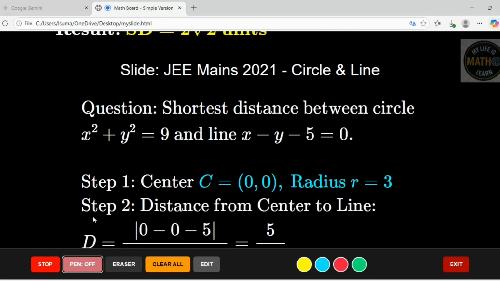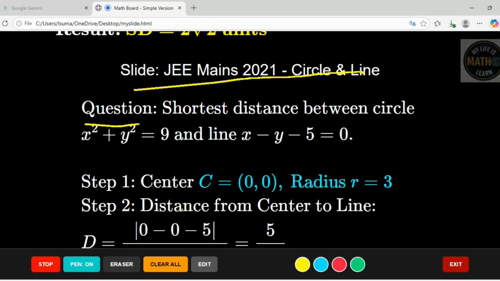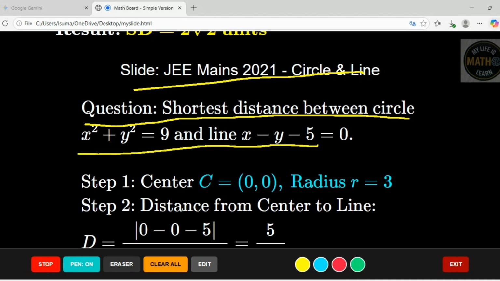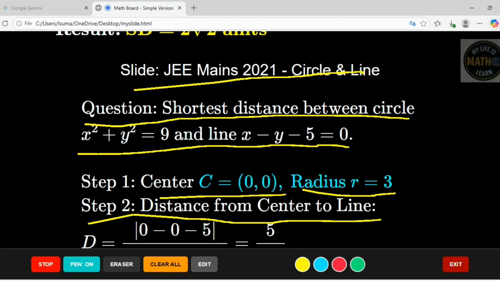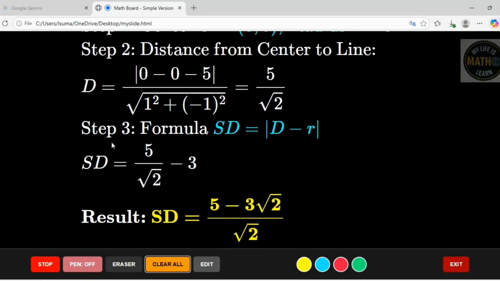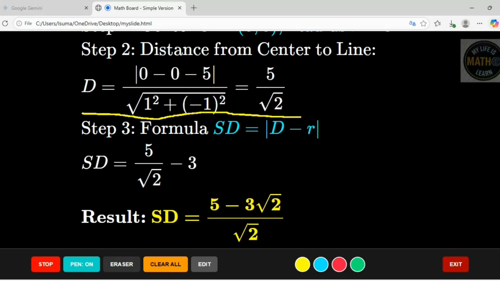Next, JEE 2021, circle and line. Question: the shortest distance between the circle x square plus y square is equal to 9 and the line x minus y minus 5 is equal to 0. Here you need to find just the center to line distance and then subtract the radius. The center is 0, 0, the radius is 3, and the distance from the center to the line is d is equal to |0 minus 5| by square root of 1 square plus minus 1 whole square, which is equal to 5 by root 2.